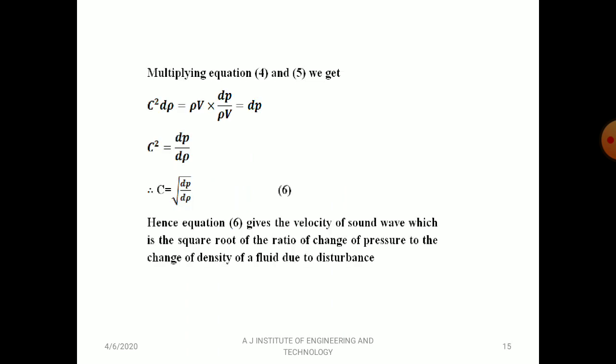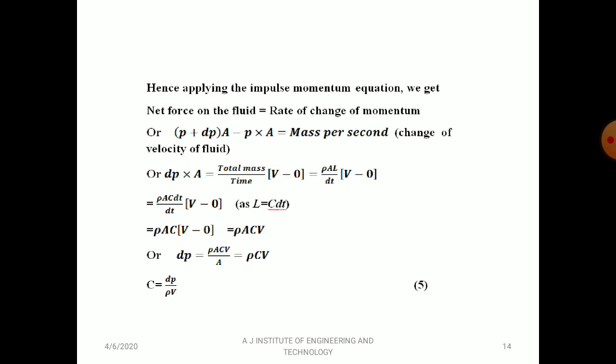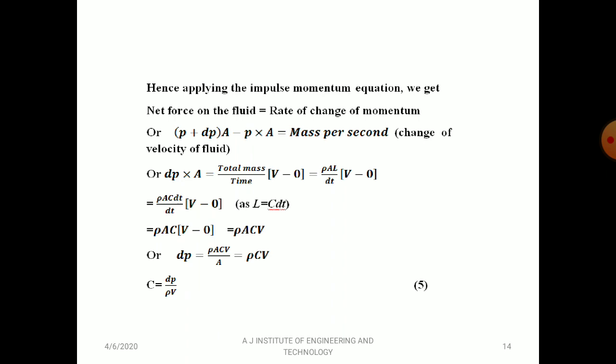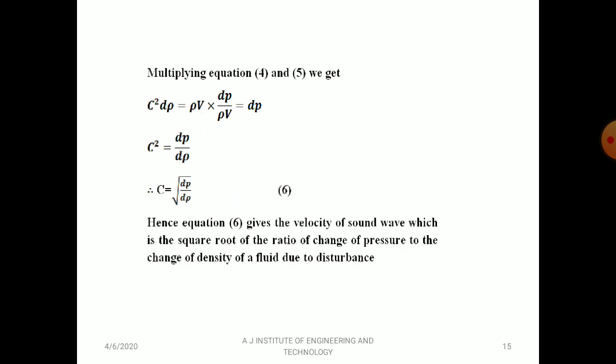Now multiplying equation 4 and 5 we get. Equation 4 is C d rho equal to rho v, and equation 5 is C equal to dP divided by rho v. So you can just multiply right hand side to right hand side, left hand side to left hand side. So C square d rho is equal to rho v into dP by rho v, equal to dP. That is just because you can cancel rho v terms in the right hand side equation. So C square d rho equal to dP.